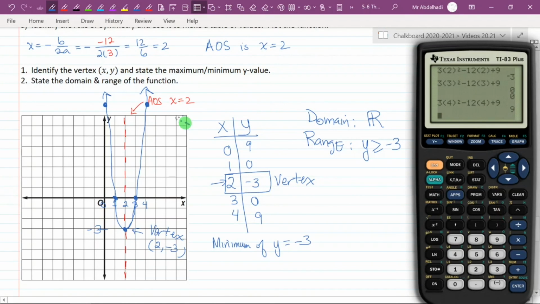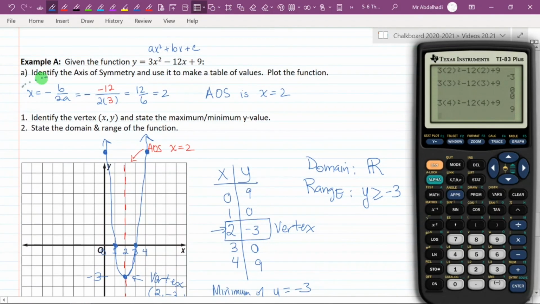So the idea here is simple. Use this little formula, x equals -b/2a, to find the center of your table. It is the axis of symmetry. And then from there, you can do everything else. Okay, let's do one more and call it a day.